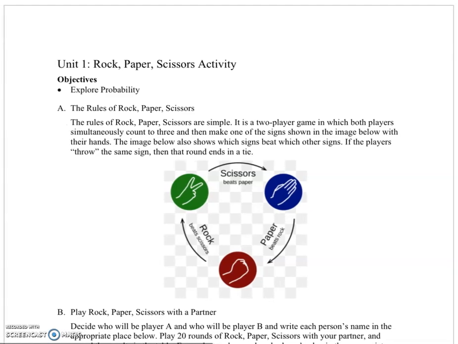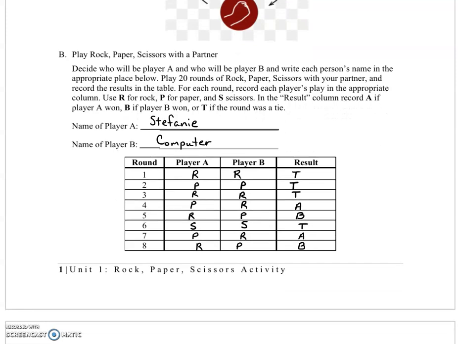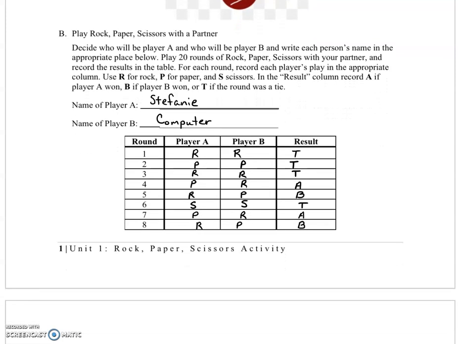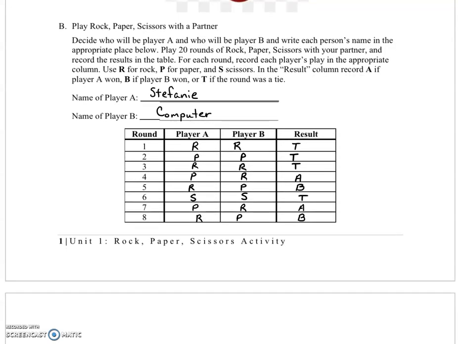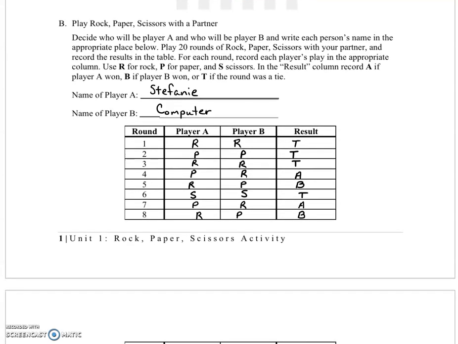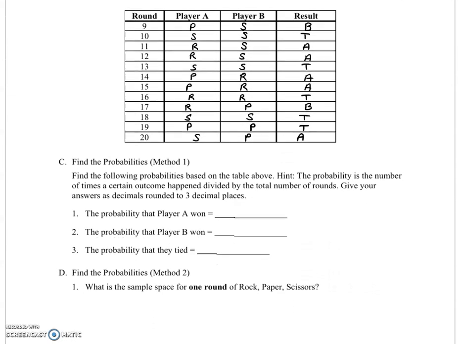These are posted in Momentum also, right underneath the 5.1 notes. So you just decide who's going to be a player and you play a game. So I played with the computer and these are my results. R stands for rock, P stands for paper, S stands for scissors. And in the results, T stands for a tie, A stands for player A1, and B stands for player B1. And you can see we did this 20 times.